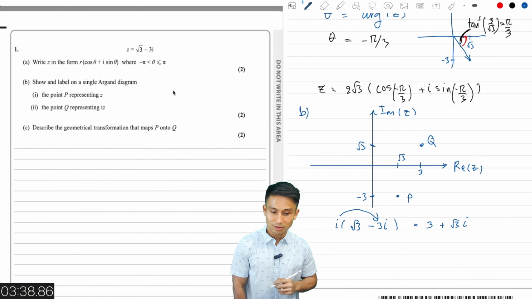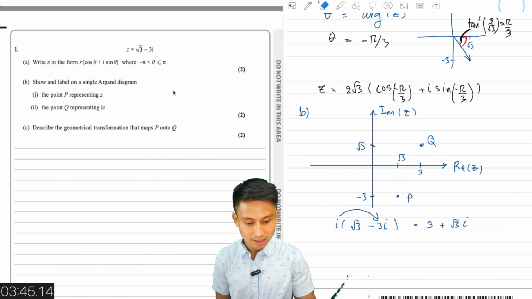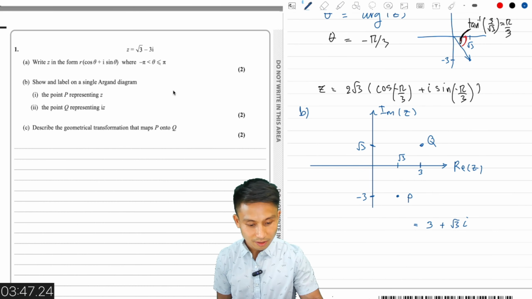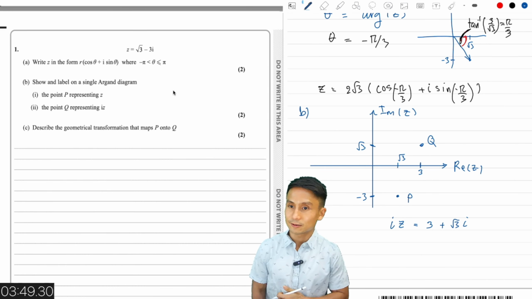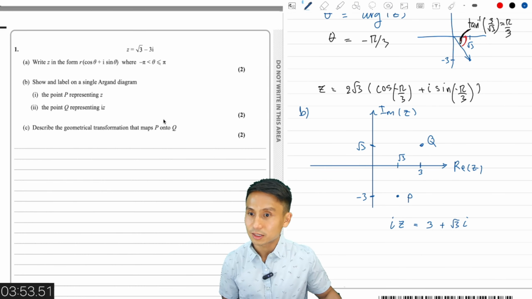Let me just check my math there. Yeah, I think I'm happy with that. It's kind of like swapping the coordinates there. Okay, so this is iz. So I'm done with part B here, both of the subparts. Part C.